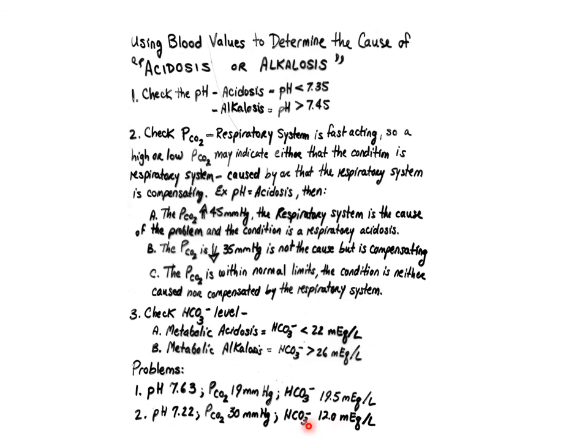So the cause of my problem is a metabolic issue with the kidneys, and that is metabolic acidosis. I do have partial compensation by the respiratory system, which means that the respiratory rate is picking up, blowing off more CO2, and it's raising the pH to try to compensate for this acidosis. Not full compensation because the pH is still out of range.